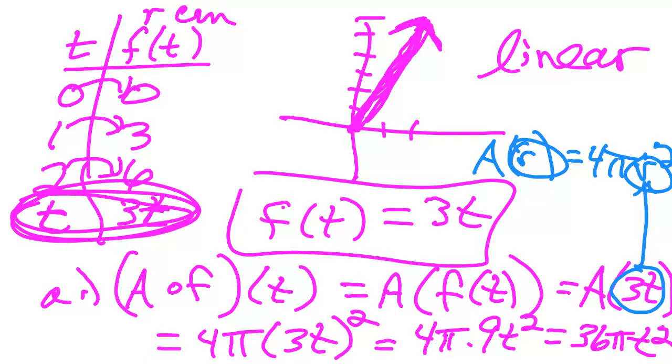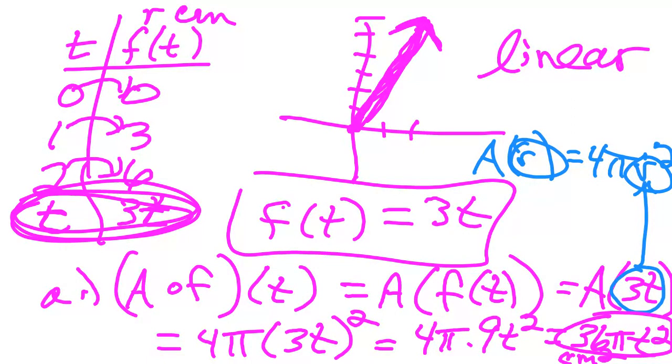And that's going to be the surface area after t seconds. So what would the label be? The label on this would be centimeters squared. Hopefully you can see that. So A composed with f of t is 36 pi t squared centimeters squared.